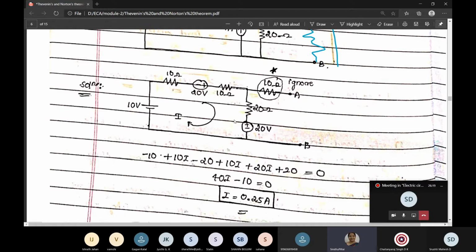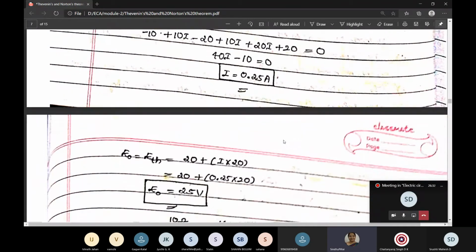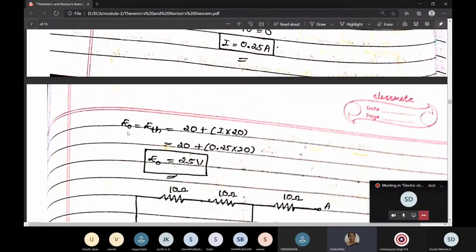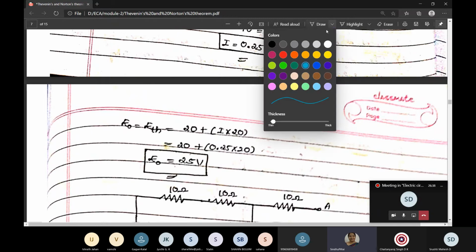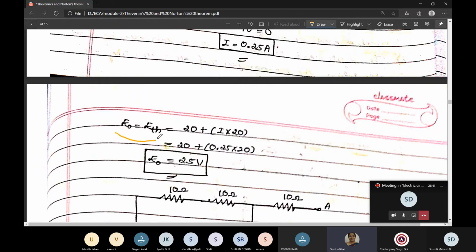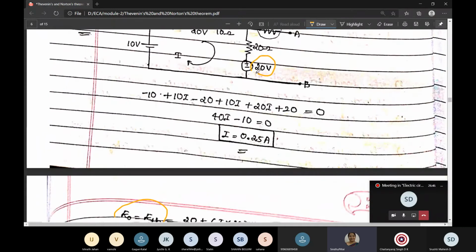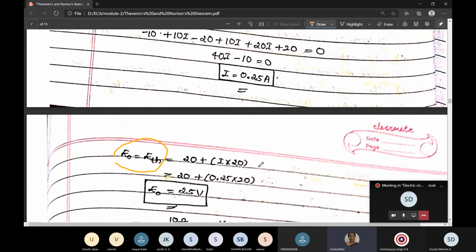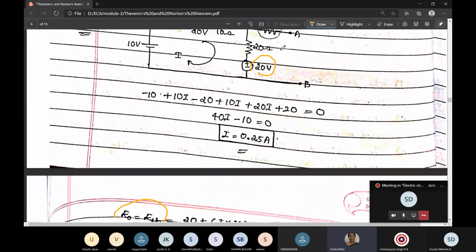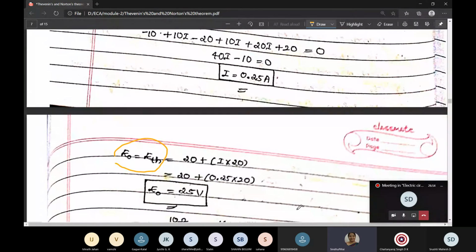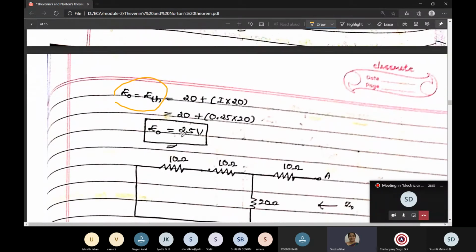So how much is the voltage here? That is nothing but 20 into I plus 20. One is the voltage drop across this resistor and one is this 20 volt voltage source. That is the voltage across AB. So E naught, or Thevenin's equivalent voltage ETH, is equal to 20, that is this 20 that they have given here, plus I into 20. That is the voltage drop across the resistor. I into 20. So put together, we'll get E naught is equal to 25 volts.